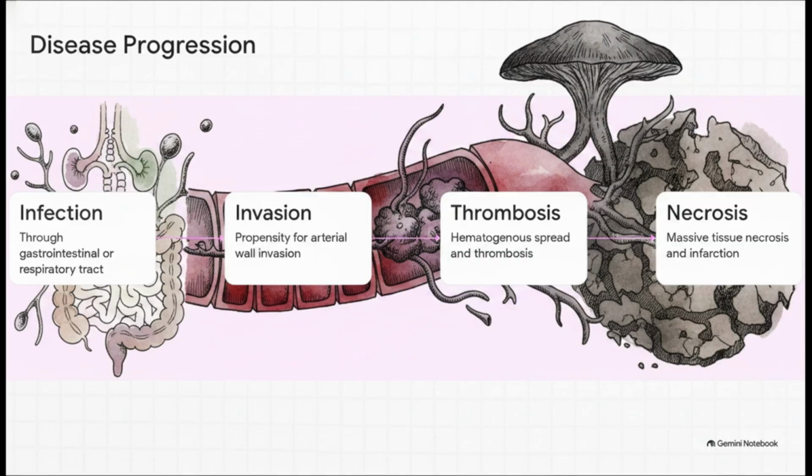Think about it. When you thrombose the blood supply to a region of tissue, that tissue dies. This massive tissue necrosis, or infarction, is the absolute clinical hallmark of the disease. The crazy amount of destruction you see is entirely driven by the fungus choking off the local blood supply.